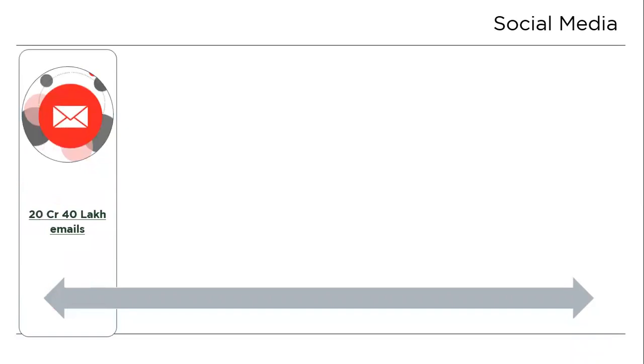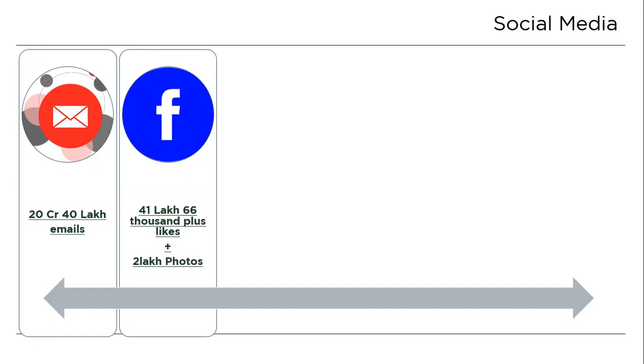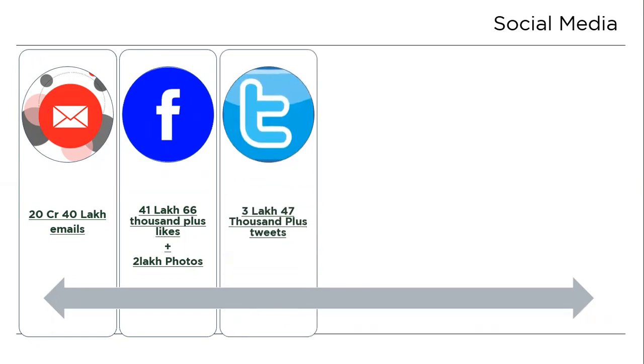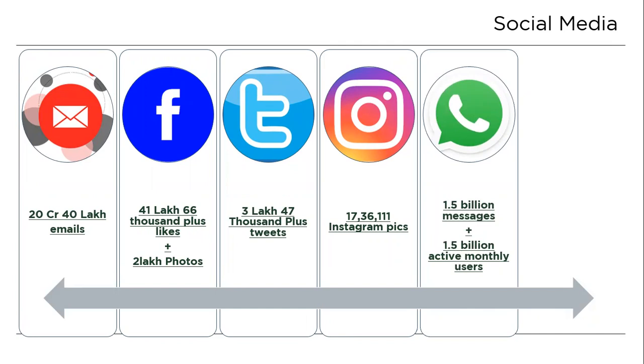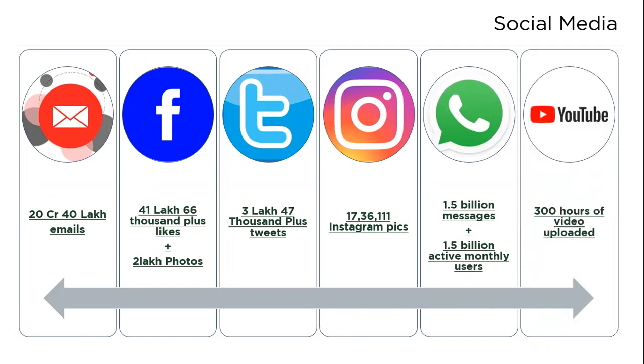Let me just quickly move on to social media. Since we are mostly in home, most of us have to continuously send emails back and forth. Now, it's estimated that around 20 crore, 40 lakh emails are being sent. Approximately 41 lakh 66,000 plus pictures are basically liked. You have around 2 lakh photos which are being shared on Facebook. Let me just show you the third item here, which is basically Twitter. We have around 3 lakh 47,000 plus tweets that are being sent out. Instagram, 17 lakh odd Instagram pictures. We have around 1.5 billion messages that are being sent across in WhatsApp, and we have 1.5 billion active monthly users. And finally, YouTube, 300 hours of video uploaded.